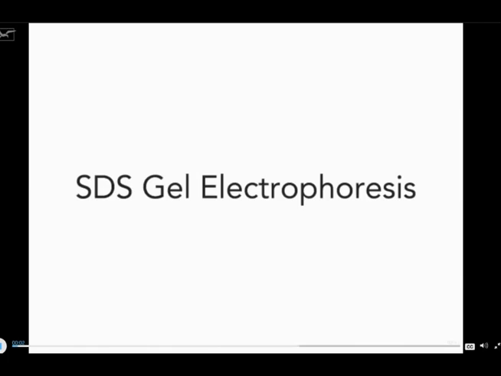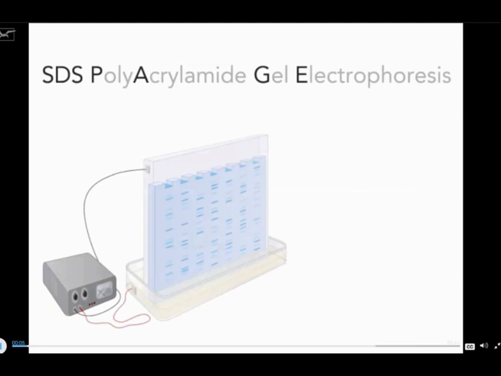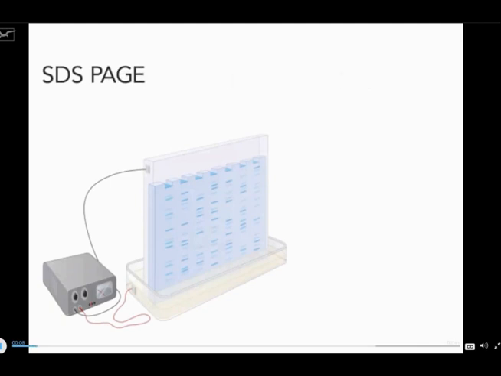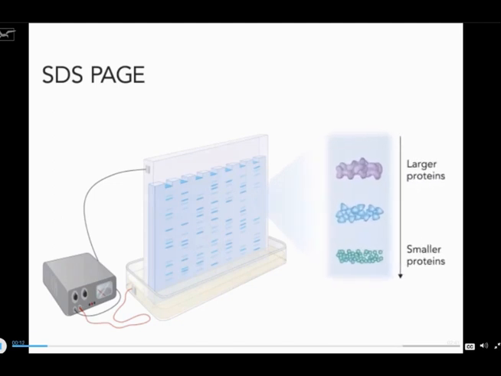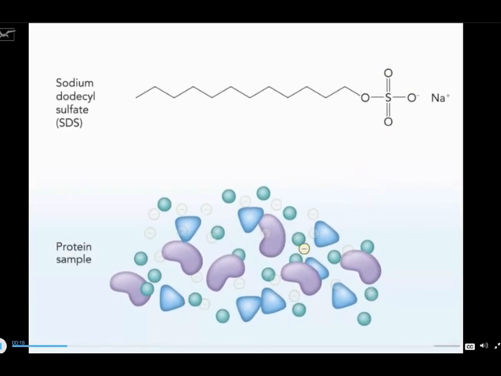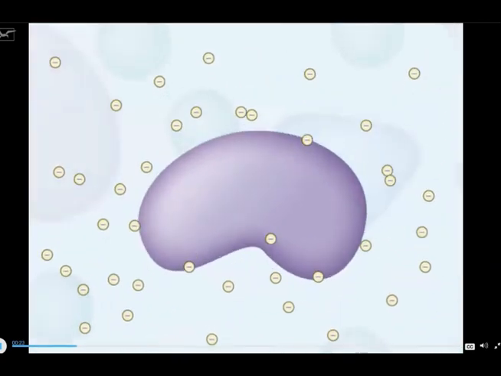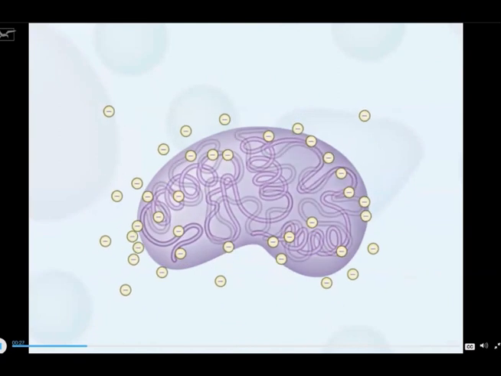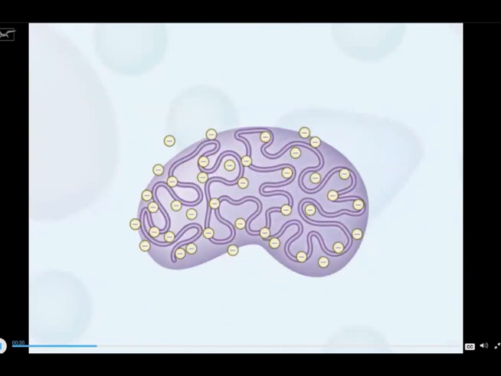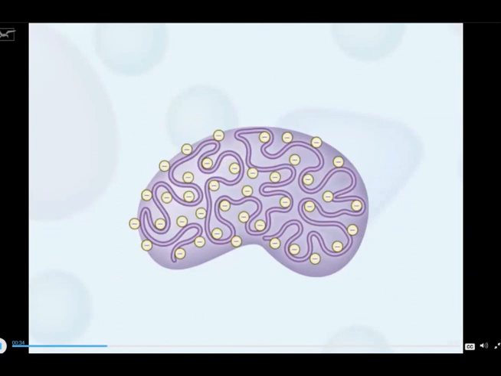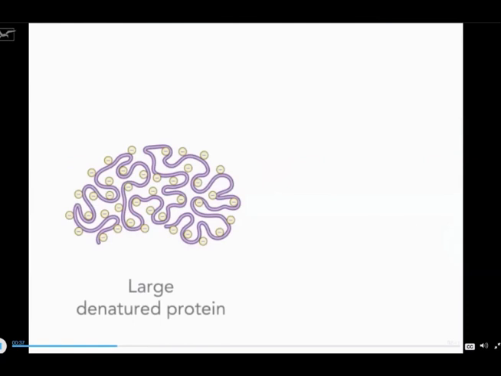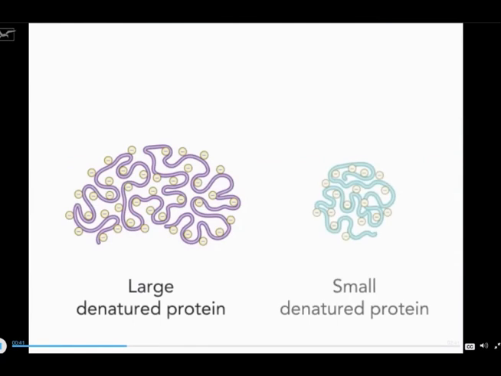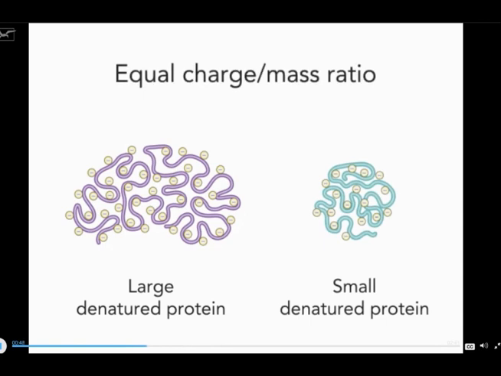SDS gel electrophoresis. SDS polyacrylamide gel electrophoresis, or SDS PAGE, is a laboratory technique that can be used to determine the approximate molecular mass of a protein. First, the proteins are treated with sodium dodecyl sulfate, or SDS. SDS denatures the folded protein and disrupts the secondary structure. Negatively charged SDS molecules coat the protein chain and give it a significant overall negative charge. SDS coats all proteins evenly so that the negative charge is proportional to the size of the protein, and all proteins in solution have the same charge to mass ratio. Moreover, because the proteins are denatured and form random coils, protein shape is not a factor in SDS PAGE.